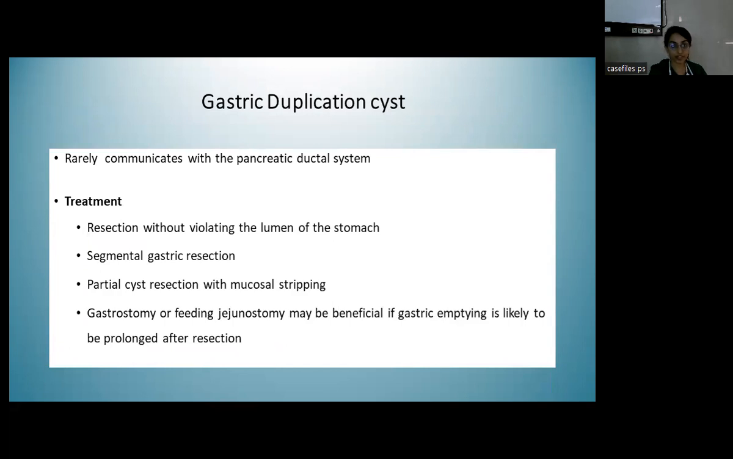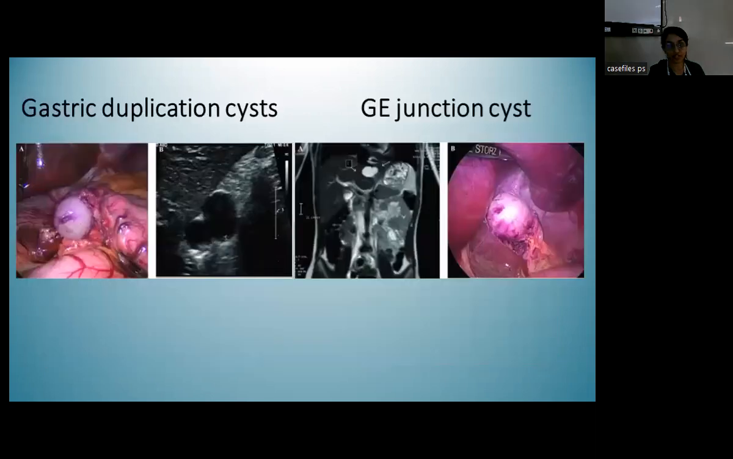The treatment of gastric duplication cyst is, if we can resect the cyst without violating the lumen of the stomach, then it is well and good. It has to be done. Otherwise, if it is densely adhered to a part of the stomach, then a segmental gastric resection might be warranted. Or if it is present all along the wall of the stomach, then we can partially resect the cyst wall. The cyst wall can be resected and the mucosal stripping can be done. Gastrostomy or feeding jejunostomy may be beneficial if the gastric emptying is likely to be prolonged after resection.